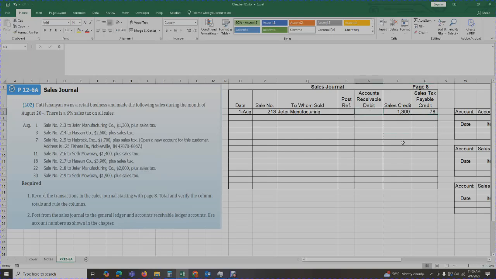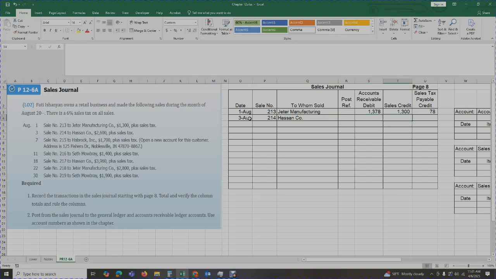So the total that Jeter Manufacturing owes me is the sales amount plus the taxes. So Jeter owes me $1,378. We're going to continue with August the 3rd. August the 3rd, we're going to have sale number 214. This is being sold to Hassan Company, and the amount of the sale is $2,600.